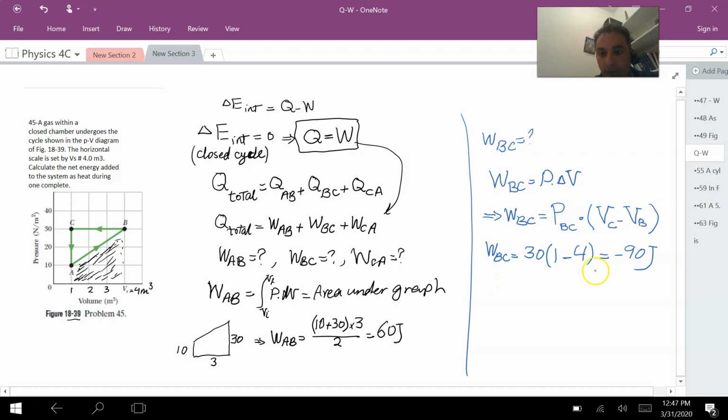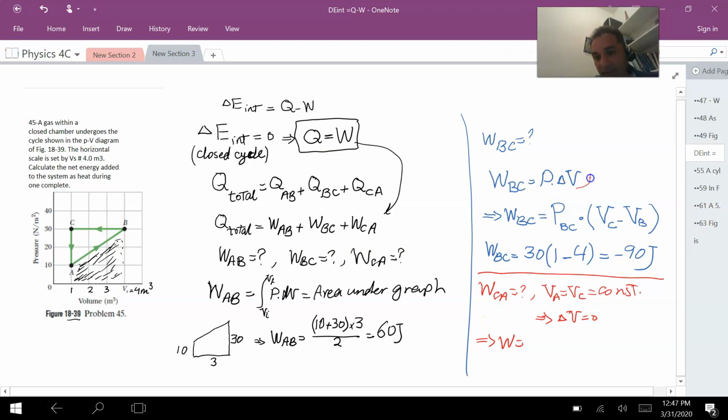Now let's go to find work done in path of CA. What do you think? Volume A is the same as volume what? See, the volume is constant. Do you agree? So if volume is constant, therefore delta V is equal to what? 0. So how much is work done? It's this equation. Everything is here. That one or this one, which is integral. So work done will be 0. Am I right?